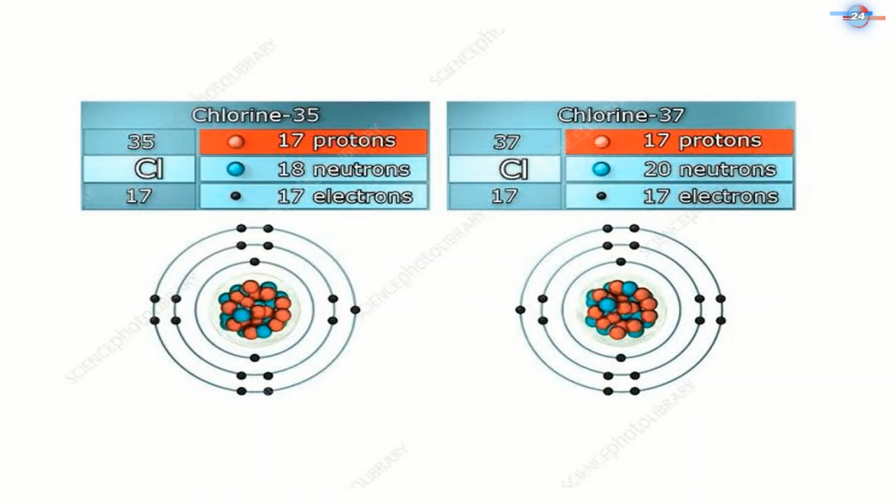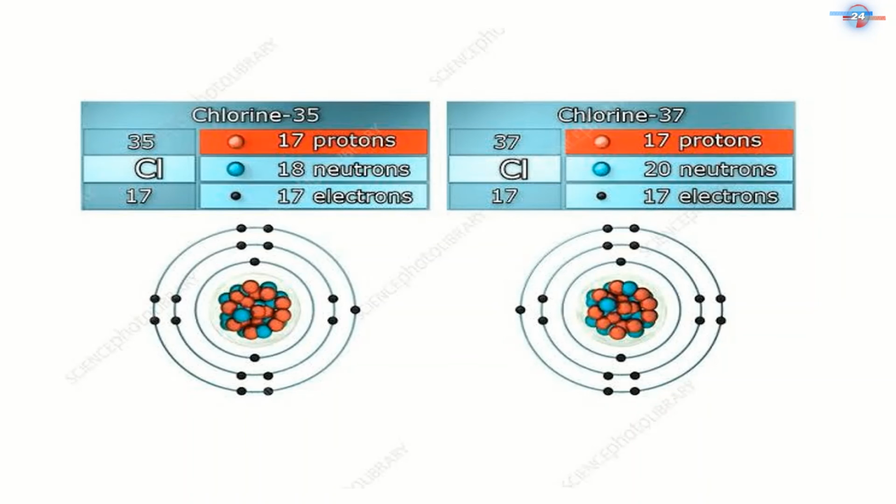What do I mean? Chlorine 35, if we were to represent it using a superscript and a subscript, we'd write capital Cl, 35 and 17. 35 is the mass number and 17 is the atomic number. This means that chlorine 35 has got 17 protons and 18 neutrons. When you add them together, 17 plus 18, it gives you 35. Therefore, that is an isotope of chlorine.